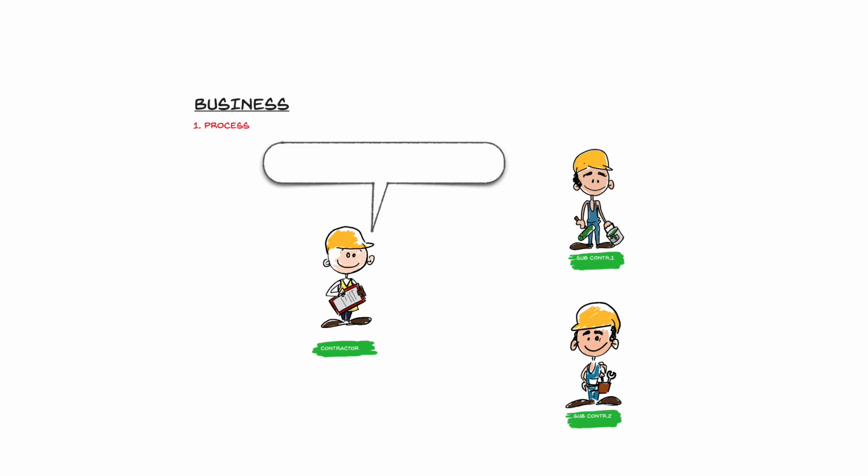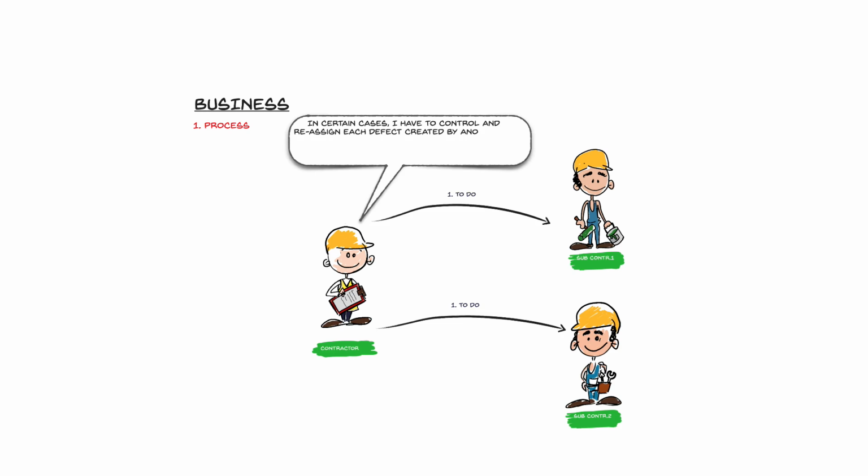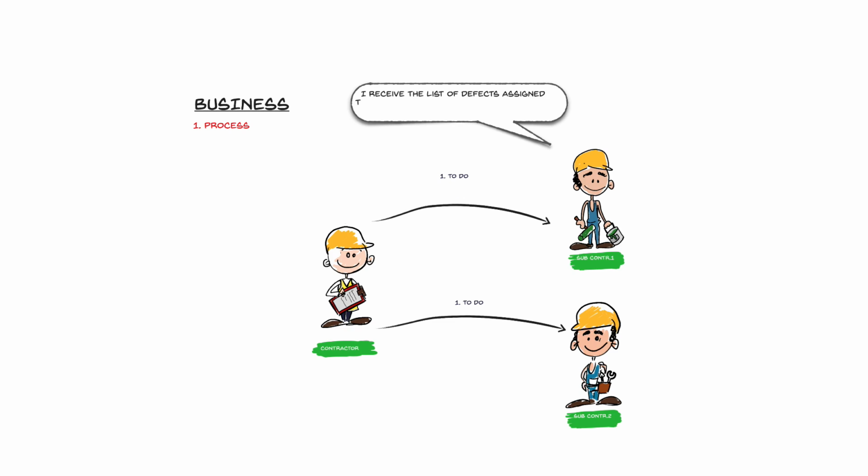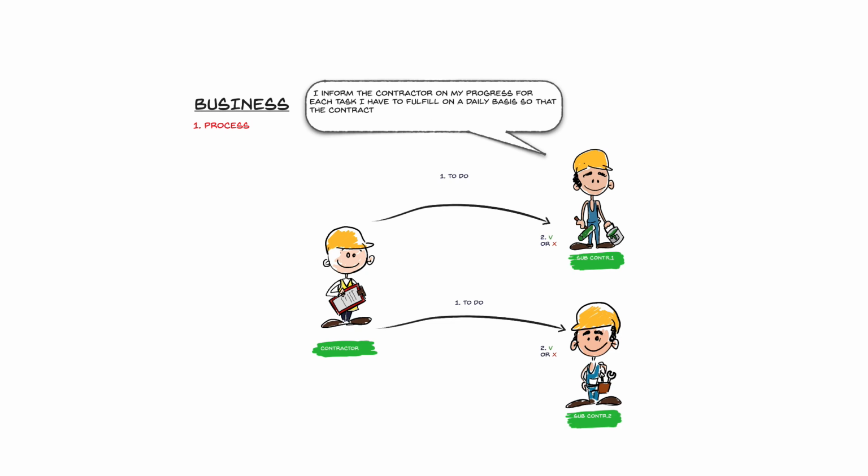First, the contractor will distribute the defects he listed during his visit and then send them to his or her subcontractors. In other cases, the contractor has to reassign the various defects listed by other project stakeholders to the right subcontractors, so he has a controlling role. Subcontractors receive their task lists and can get to work. They stay in touch daily with the contractor to inform him of their progress on the various tasks.